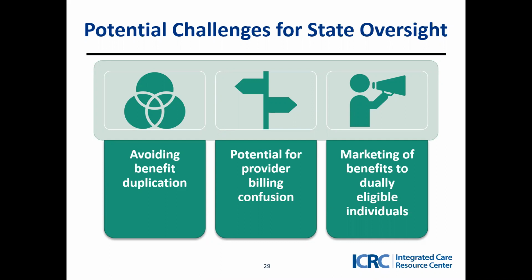The last challenge is in the marketing of these benefits to dually eligible individuals. The way that DSNPs describe supplemental benefits in their marketing materials may cause confusion for dually eligible individuals, especially for certain benefits like SSBCI, where there may only be a certain subset of individuals that are actually eligible for that benefit. And one way to get around that is for states to monitor how DSNP marketing materials describe coverage of supplemental benefits like vision, dental, and hearing services that may be covered under the state's Medicaid program.